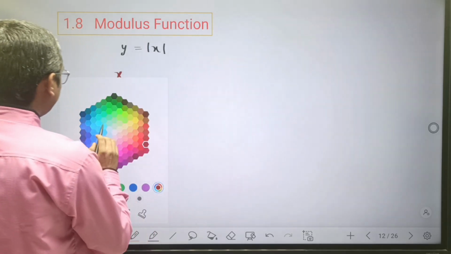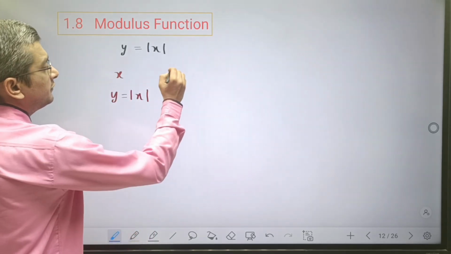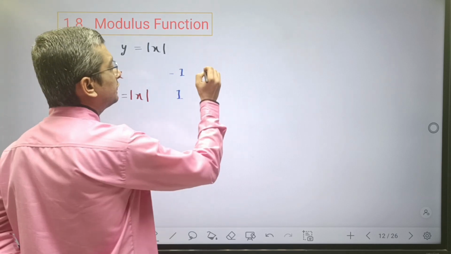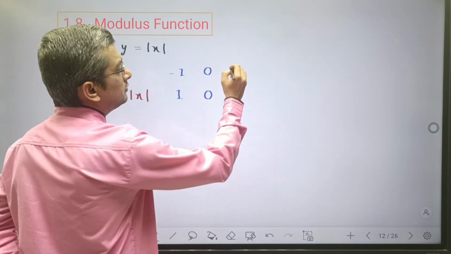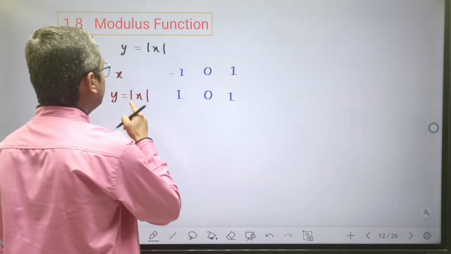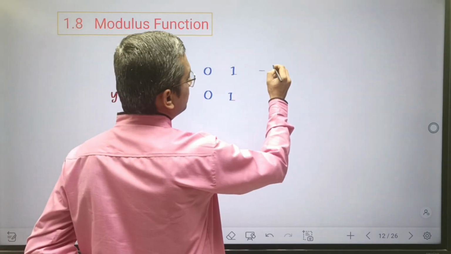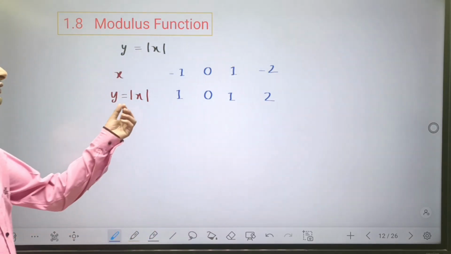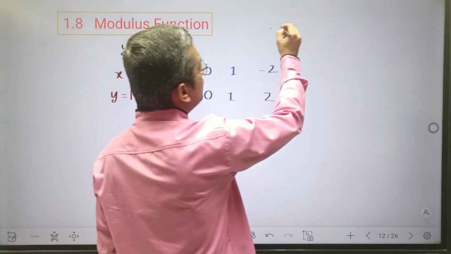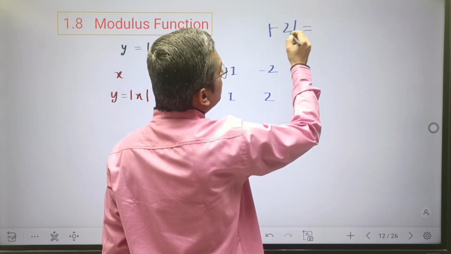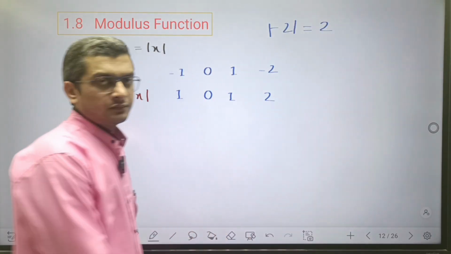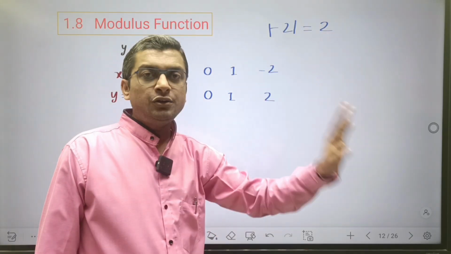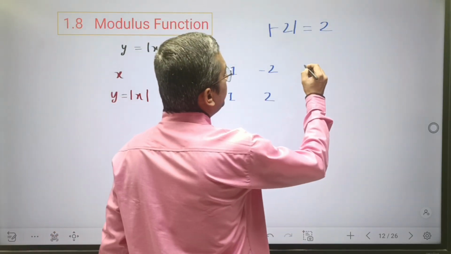So we have different values here. Suppose x is equal to minus 1, then its mod value is plus 1. Suppose x is equal to 0, then its mod is 0. Suppose x is 1, then y is again 1. Suppose x is minus 2, then mod of minus 2 is 2. So what is the modulus function? If you put mod of minus 2, it considers only the magnitude, and you are left with 2. It has nothing to do with the sign; it just removes the sign and only the magnitude is considered.